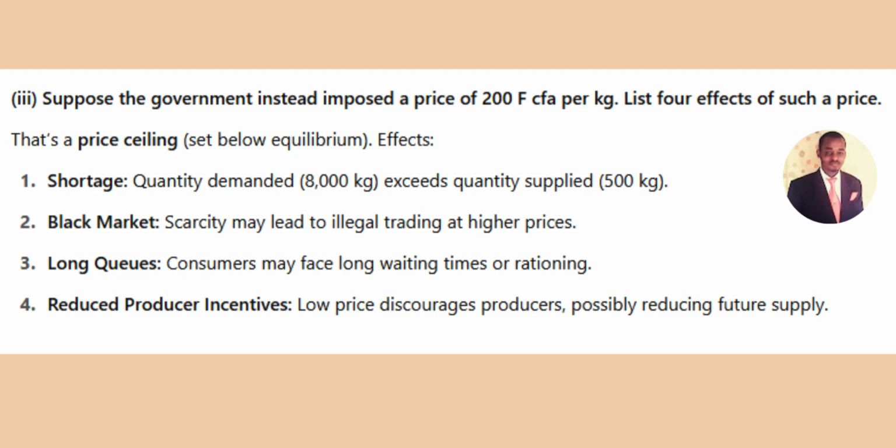Number two, there's going to be a black market. Scarcity may lead to illegal trading at higher prices. Three, long queues. Consumers may face long waiting times or rationing. Four, reduced producer incentives. Low price discourages producers, possibly reducing future supply. So those are some of the consequences if the government imposes the price at 200 francs per kilogram.